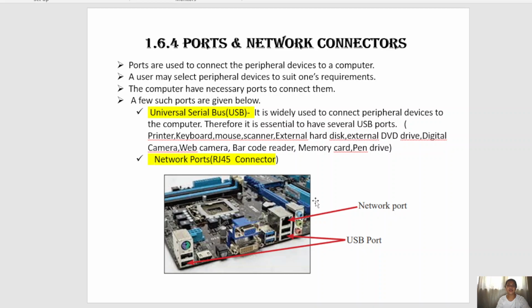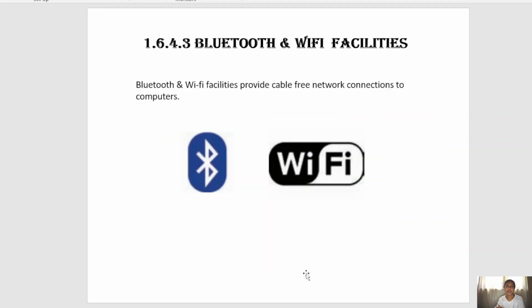When we talk about USB, that means Universal Serial Bus. It is widely used to connect peripheral devices to a computer. Therefore, it is essential to have several USB ports for devices like printer, keyboard, mouse, scanner, hard disk, external DVD drive, digital camera and web camera. Also, we can use network ports to connect a network cable. Here you can see a network port, and there are USB ports also. Bluetooth and Wi-Fi facilities provide cable-free network connections to a computer.